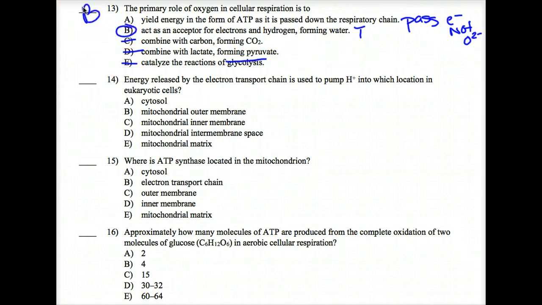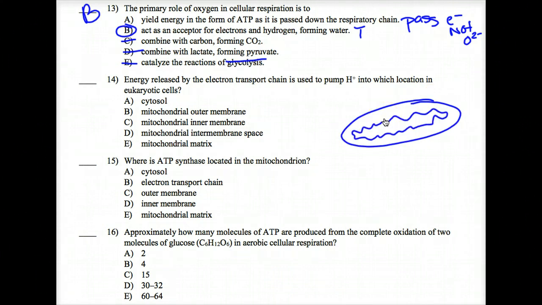Okay. 14. Energy released by the electron transport chain is used to pump hydrogen ions into which location in eukaryotic cells? So remember, I've got my electron transport chain here, okay? So I'm actually pumping the hydrogens into this space right here, into the space between the membranes, in the intermembrane space. And then they're going to flow through the ATP synthase, and that's going to produce the ATP in the matrix. But my answer is the electron chain is used to pump the hydrogens into the intermembrane space, C.